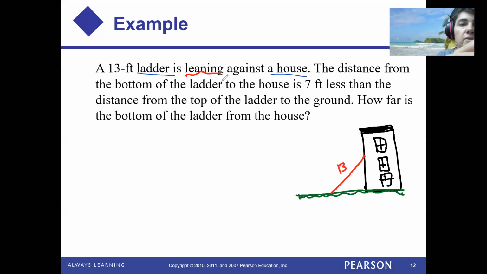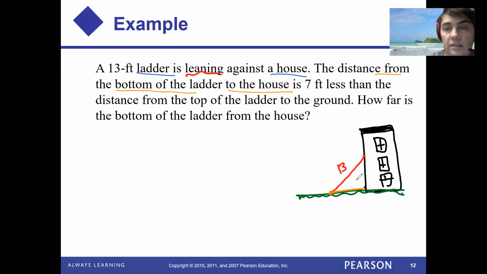Okay. So the second says that, okay, what color? Let's say blue. No, let's get orange. It says the distance from the bottom of the ladder. This is the bottom of the ladder right here. So the distance from the bottom of the ladder to the house. This is the distance from the bottom of the ladder to the house right here. Right. This is what they're talking about.